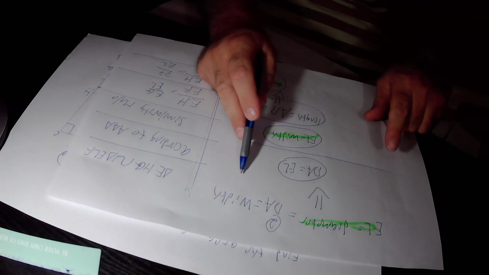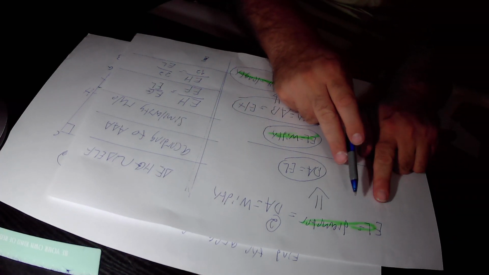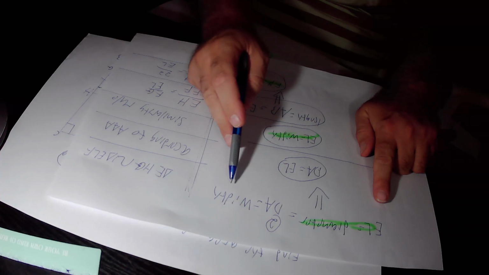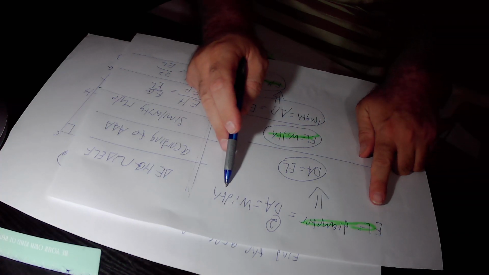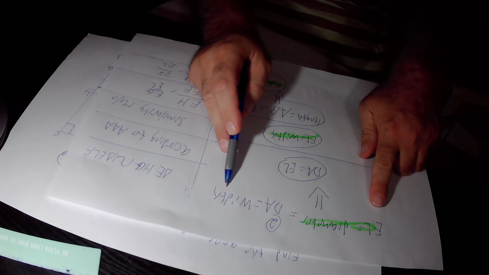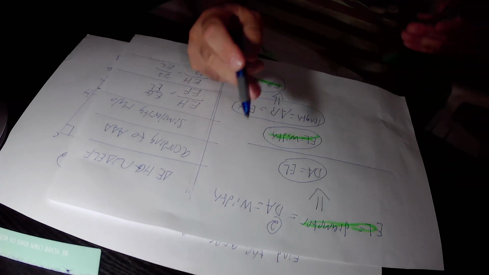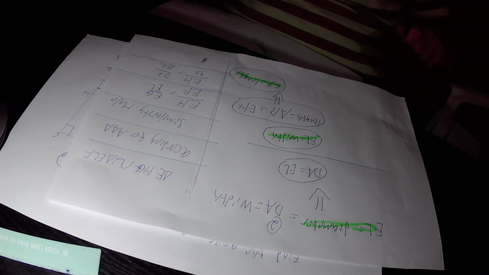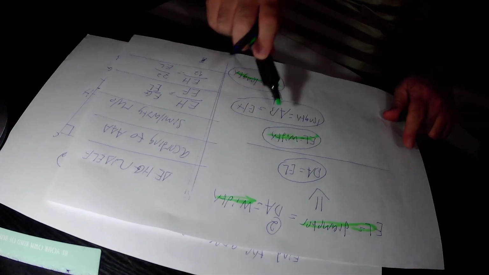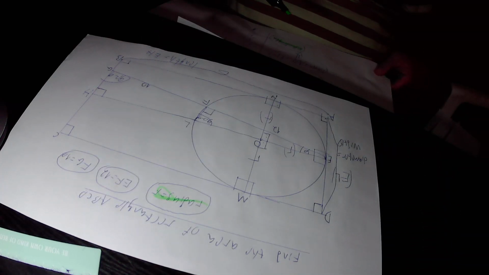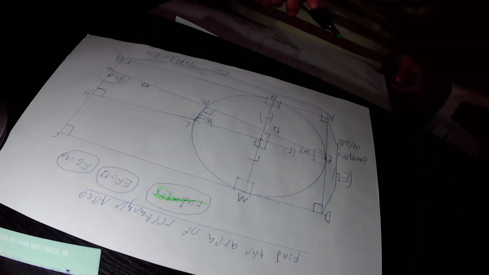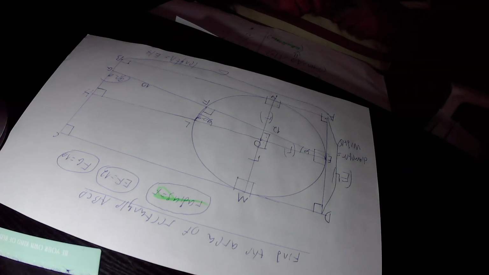DA is the width. And from this equation, EL equals the diameter equals DA equals the width, we derive that EL is also the width of rectangle ABCD. So this is EL, the width of rectangle ABCD.